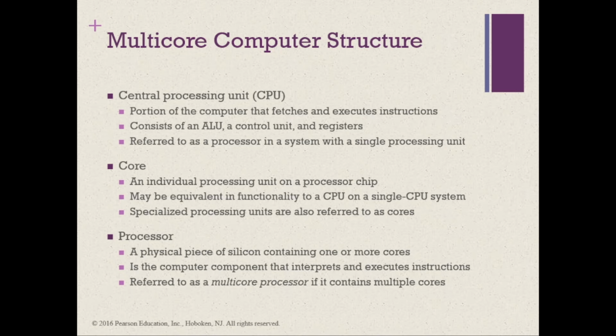So next, another definition: we have the core, an individual processing unit on a processor chip. A core may be equivalent in functionality to a CPU on a single CPU system. Other specialized processing units, such as one optimized for vector and matrix operation, are also referred to as cores. So you can imagine cores, in a real world situation, as the brain. The brain that is in our head, for example.